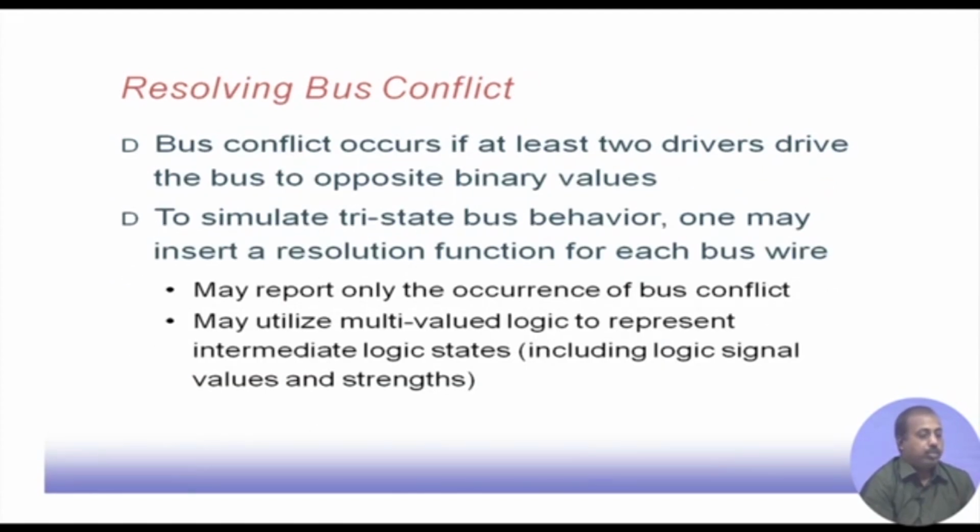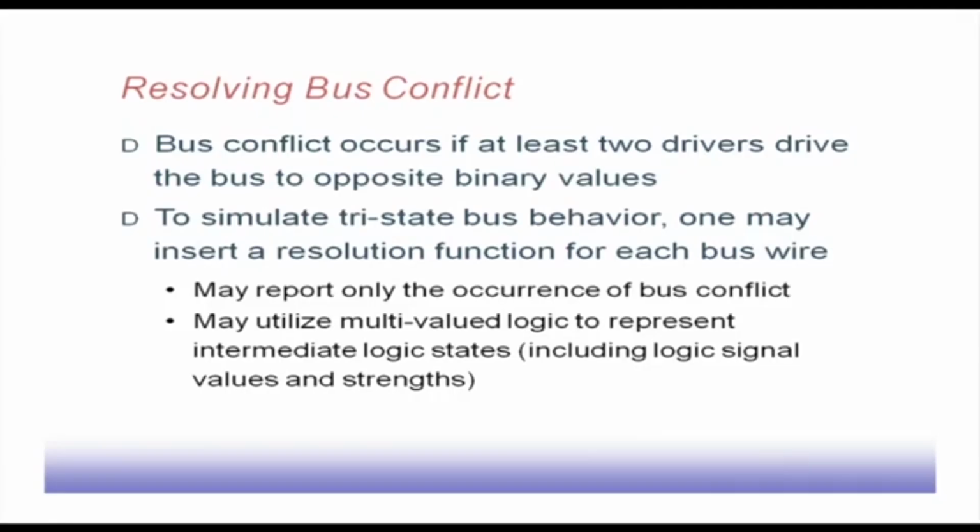So, bus conflict occurs if at least two drivers drive the bus to opposite binary values. So, this is the bus conflict. To simulate this tri-state bus behavior, one may insert a resolution function for each bus wire. So, we can say that this wire will be resolved using wired AND function, some other place we may say that this will be resolved using wired OR function, depending upon the type of implementation that we will finally have.